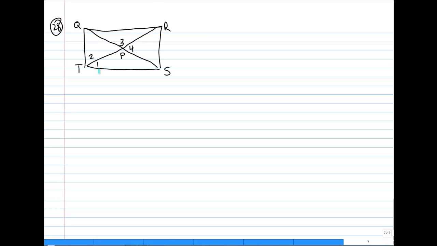The measure of angle 1 is 55. So if that is 55, what is 2? Don't forget that both of these have to add to be 90. So 90 minus 55 is 35.